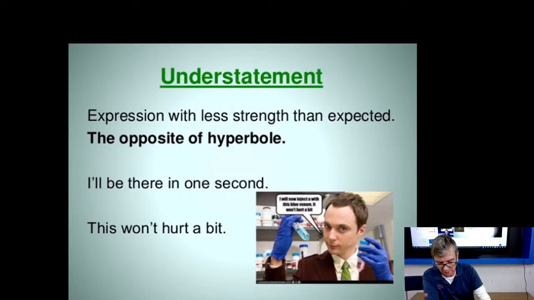And then number 12 is understatement. So this one is what is the opposite? What is the name for overstatement? Type away if you know that.